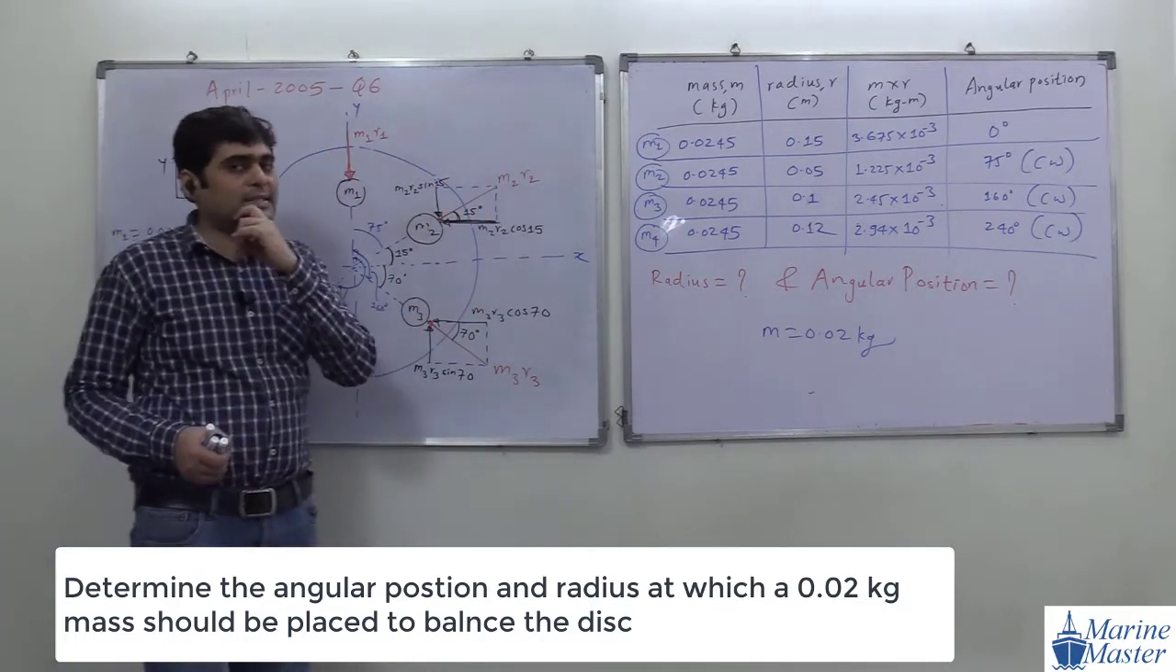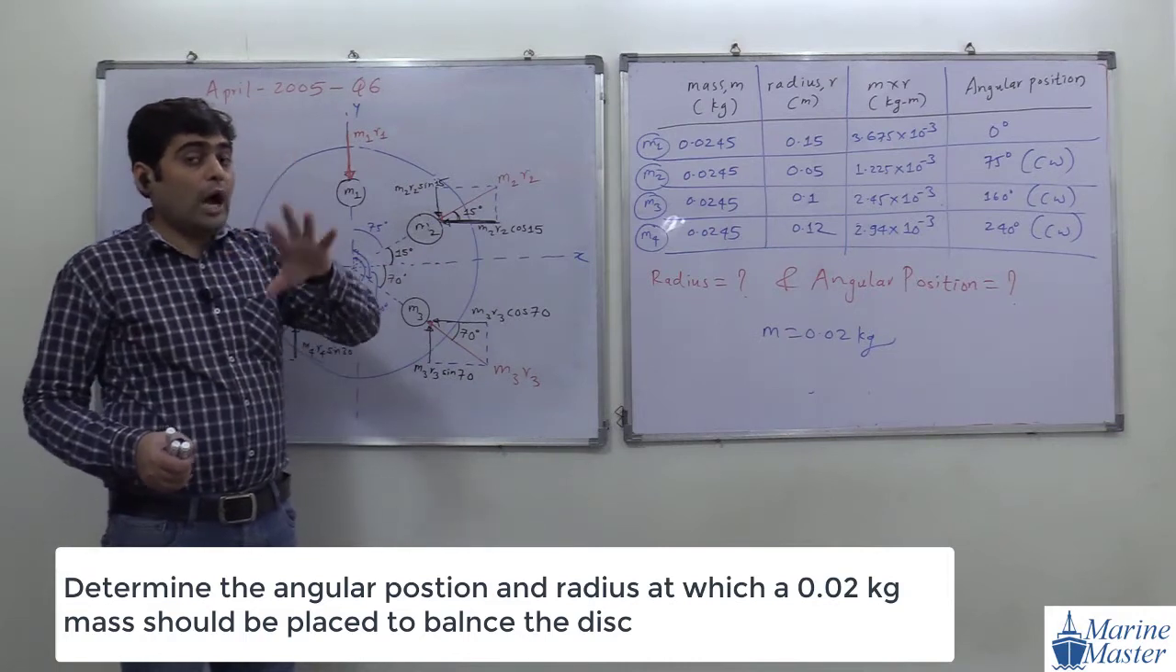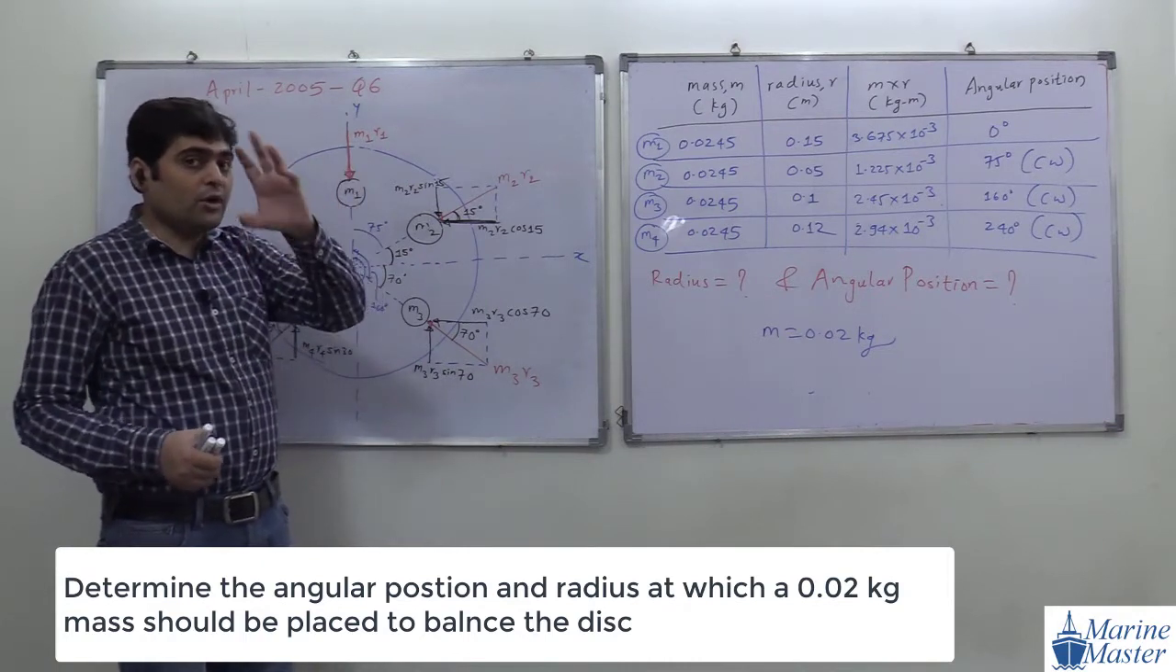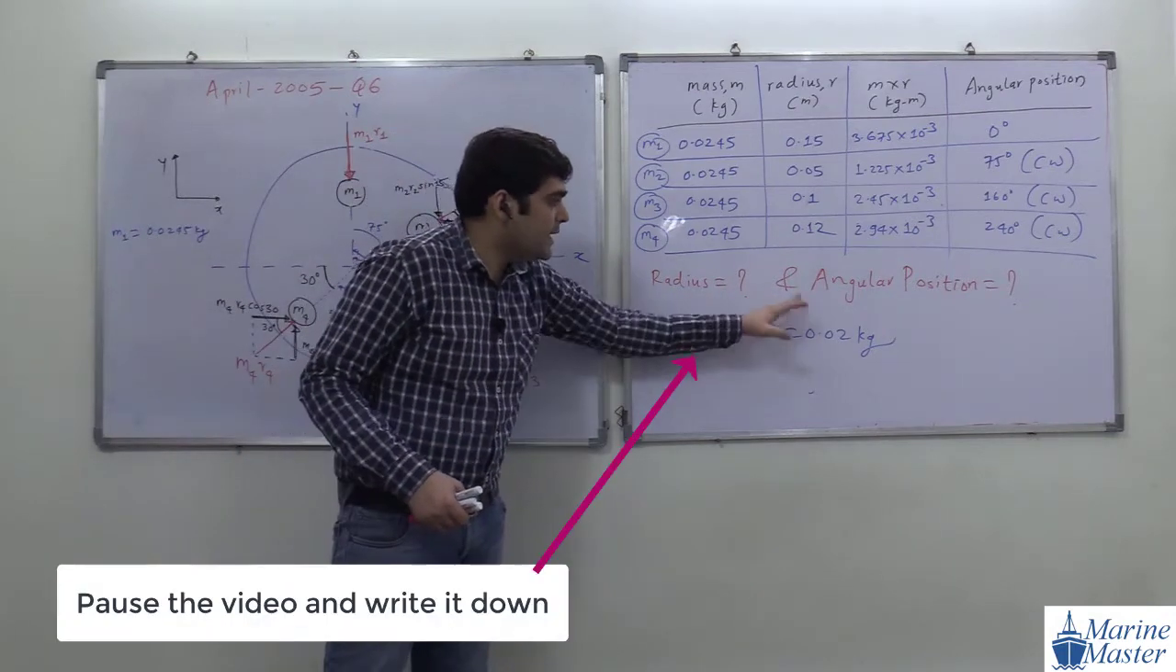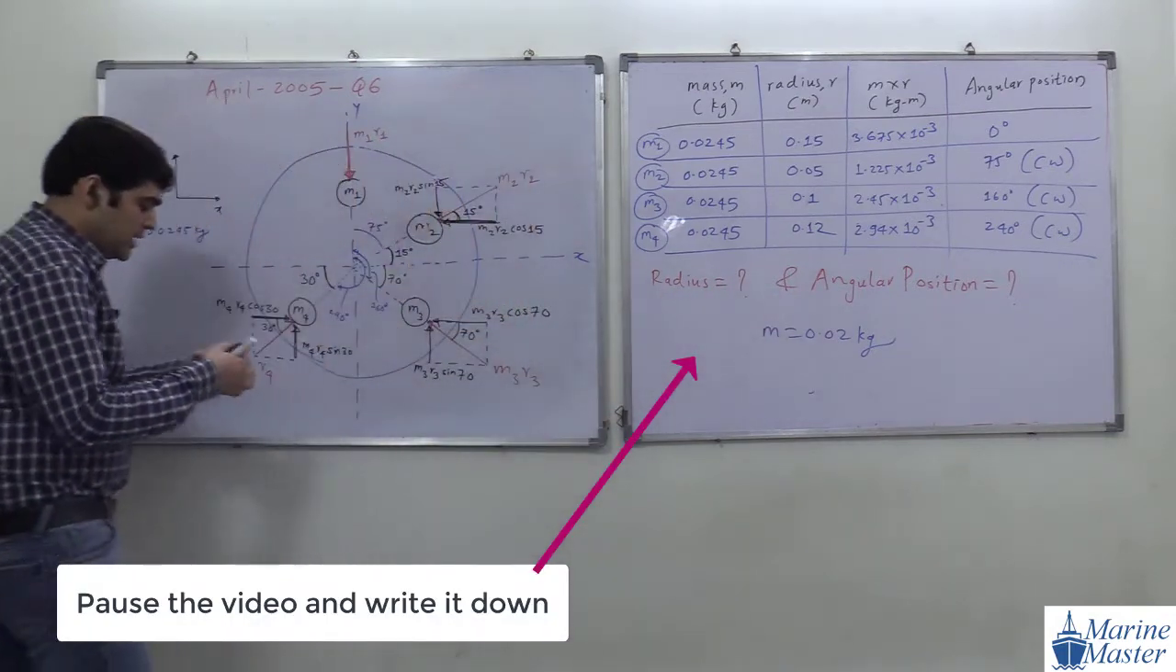Are you getting my point, guys? Now how to do that? What is the procedure for that? So first of all, write down this target, radius and angular position. First of all, write down this target.